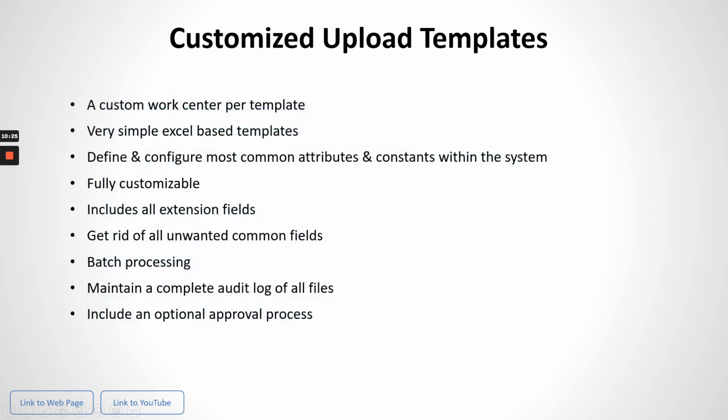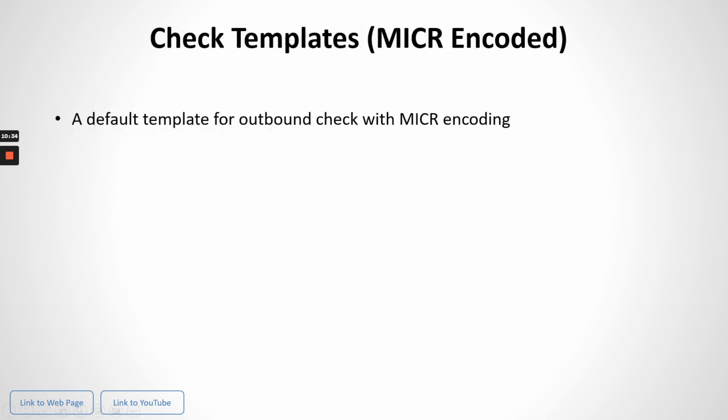Here are some bullet points on the customized upload templates as well. And moving forward now to the check template, MICR Encoded. So a default template that we create as part of this solution for outbound check with MICR encoding. So this makes the check printing with MICR coding easier, so your check can easily be recognized by the scanner in the bank that reads the magnetic ink. This is very helpful as a solution for doing business with your bank.